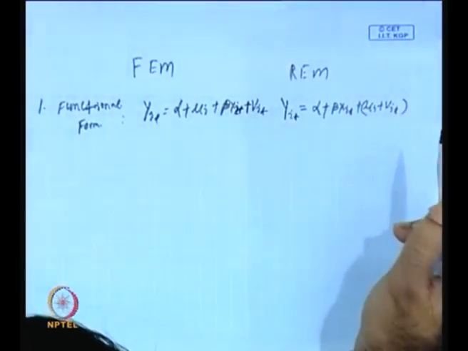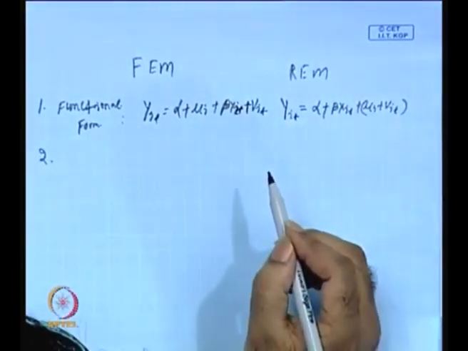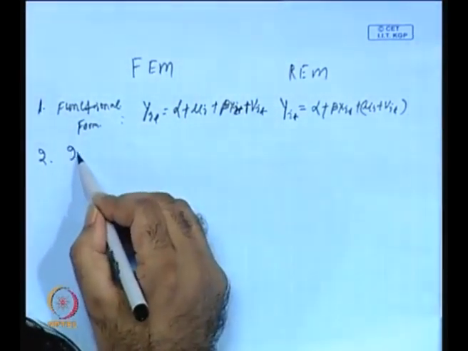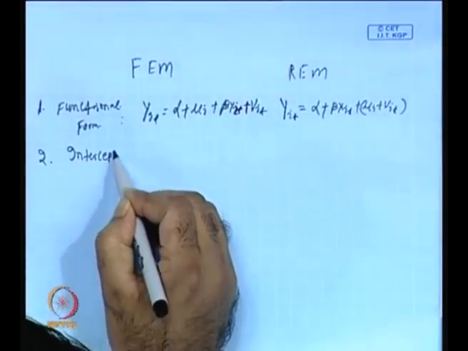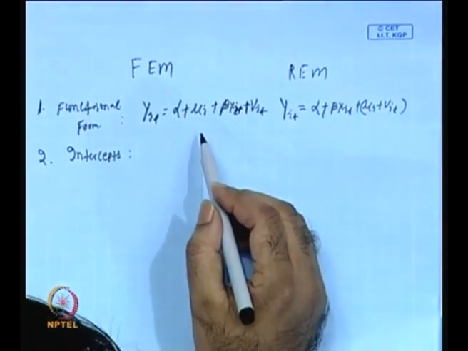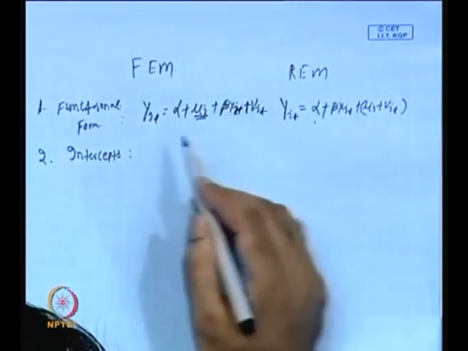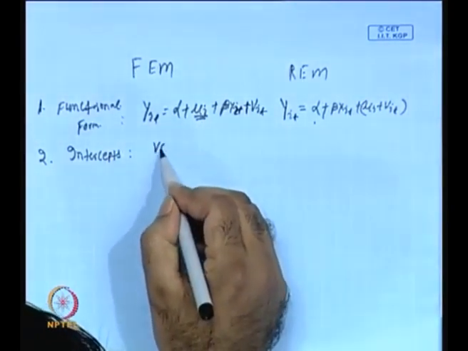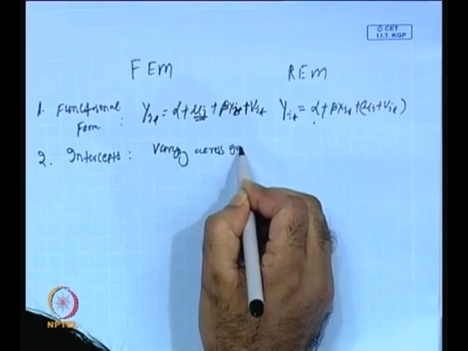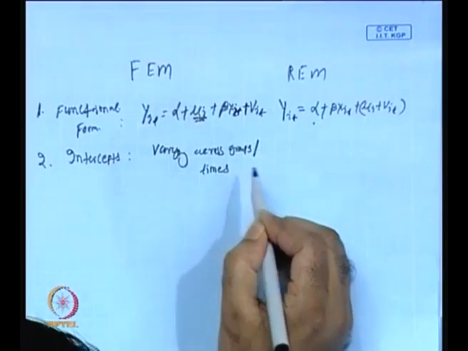So, this is how the random effect models. Then the second difference is with respect to intercepts. Intercept alpha, so that means the intercept is mu i here, and here it is not there. So that means it is varying across groups, or you can say times, or both, it can be times.